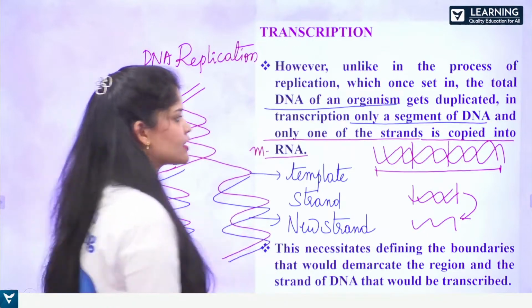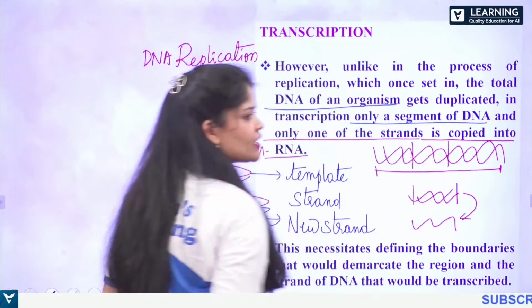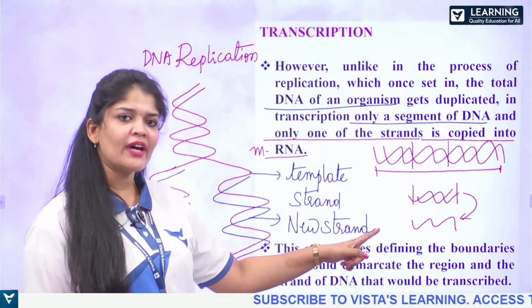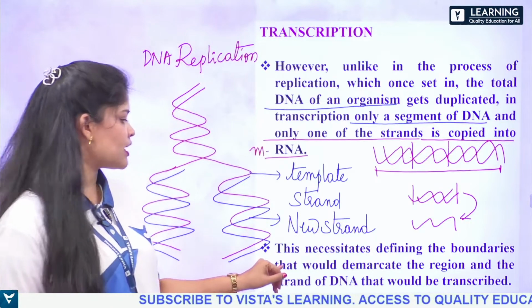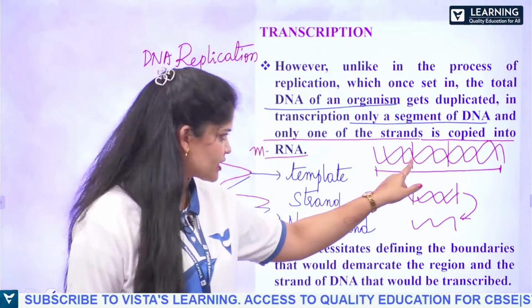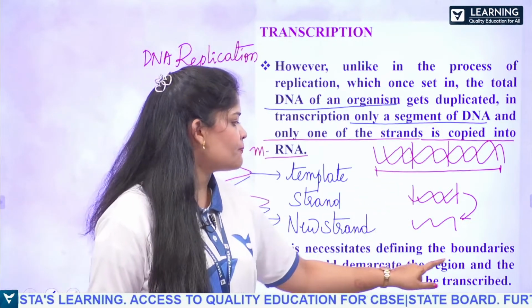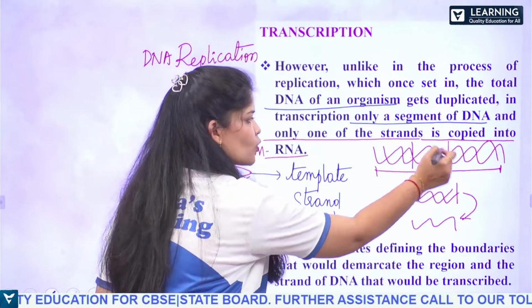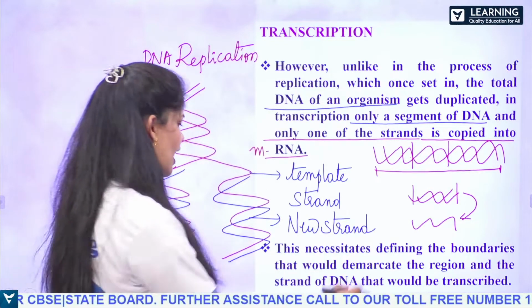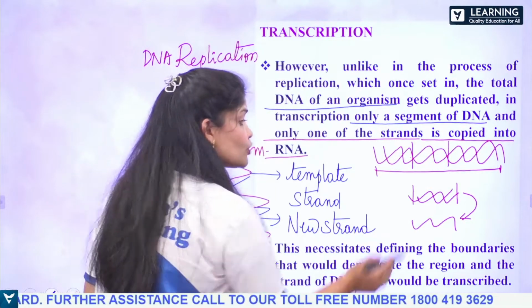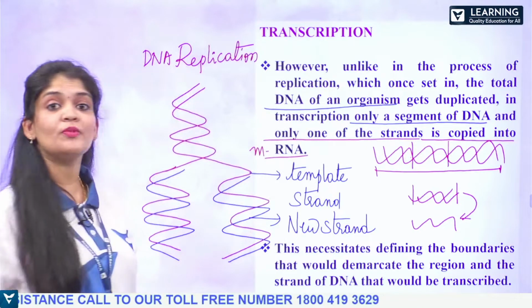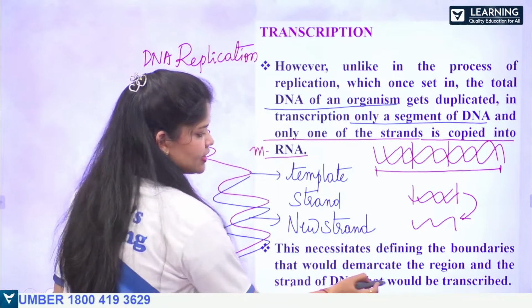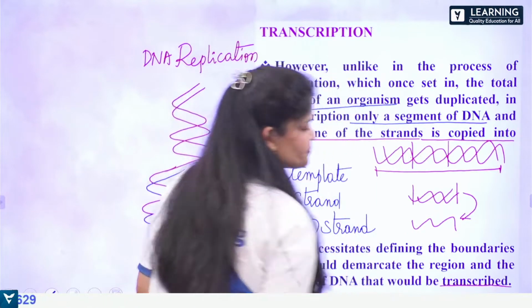We need to know the boundaries, from which point to which point is going to act as a segment of the DNA. We need to define the boundaries that would demarcate the region that is going to be copied, that is going to be transcribed. And out of two strands, which strand is going to be transcribed also has to be decided.